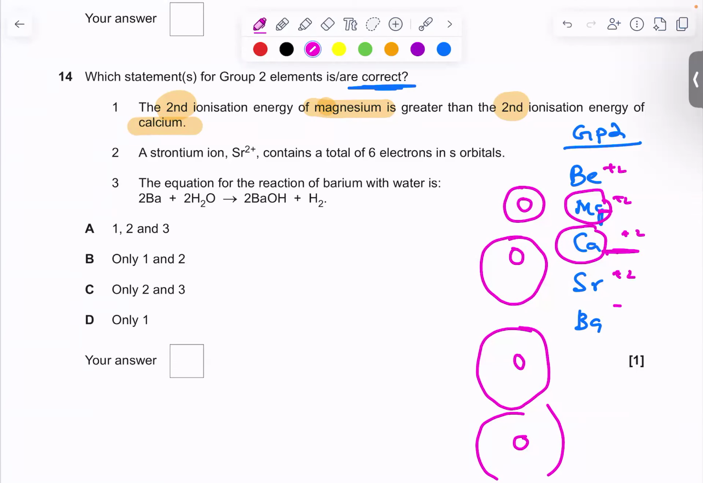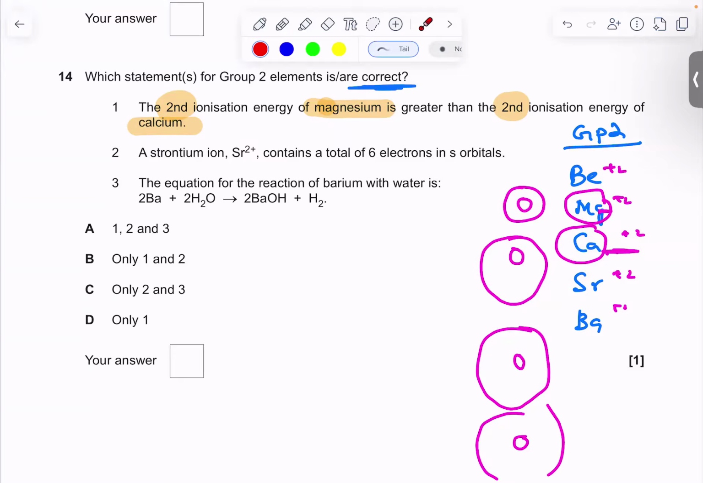So this is nullified. We are not going to talk in terms of charge because the charge remains the same. Each and every atom contains 2 electrons in the last shell. So the only thing which is changing is the radius. You can talk in terms of atomic radius or ionic radius. The atomic or ionic radius of magnesium is smaller than that of calcium, so the second ionization energy of magnesium is greater than the second ionization energy of calcium.